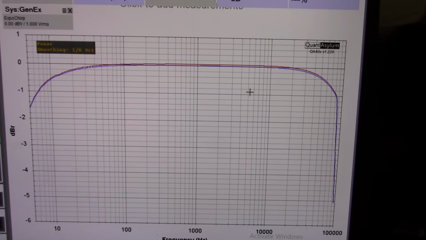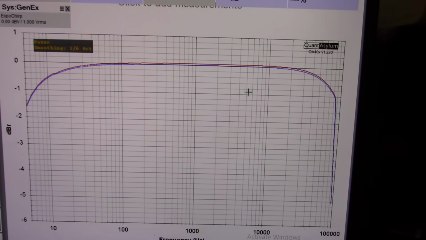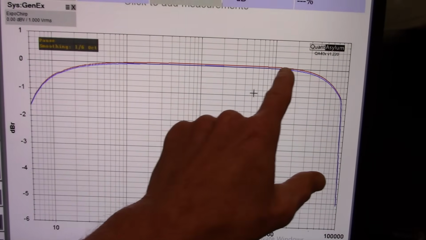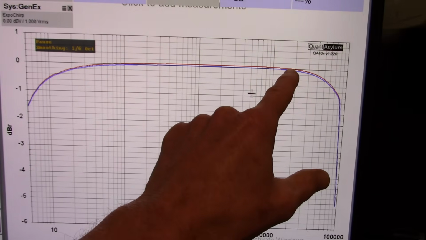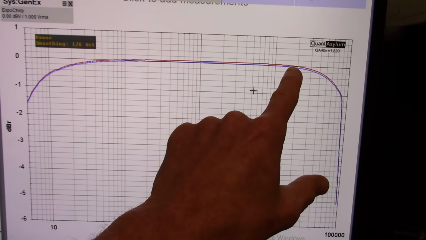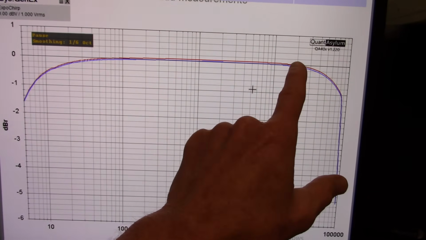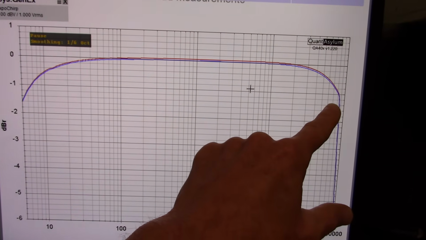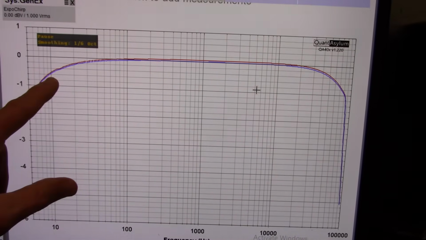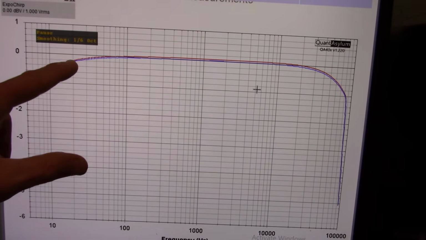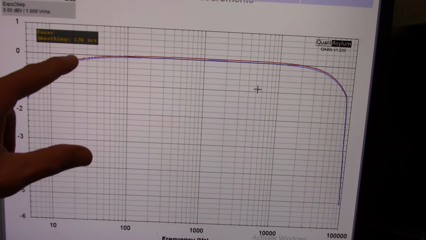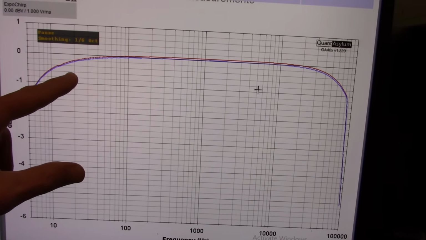Okay, frequency response. Surprise, surprise, it's flat. So here's 20 kilohertz. It's the tiniest fraction of a dB down. After that, it slowly rolls off. Probably a low pass filter in there. And at 20 hertz, it rolls off a bit more. It's like a fifth of a dB down. I would still call that excellent.